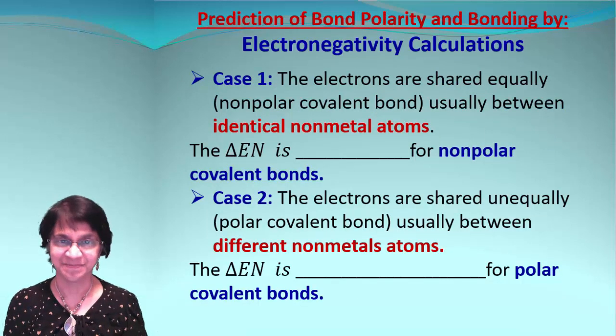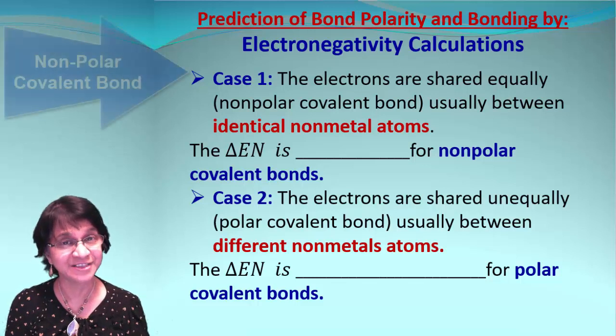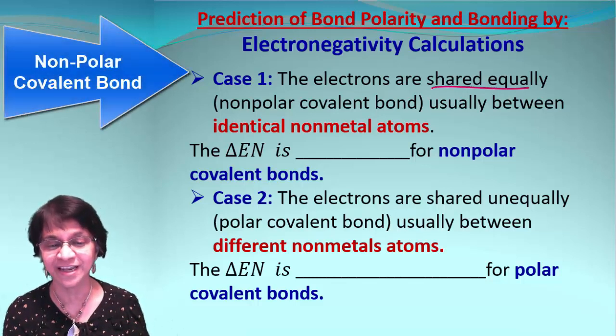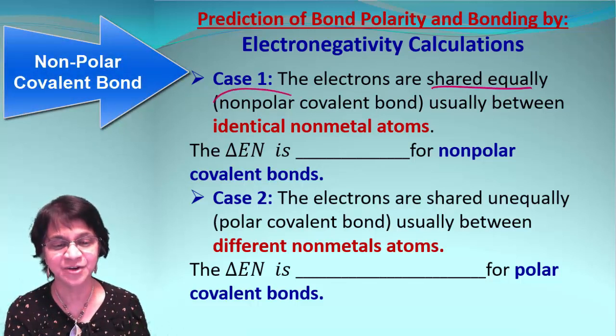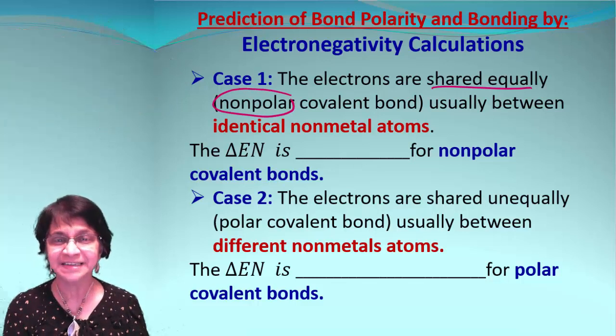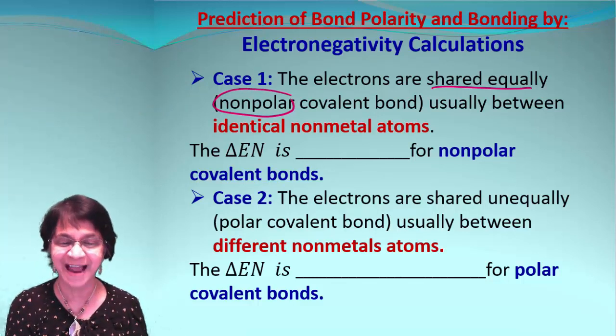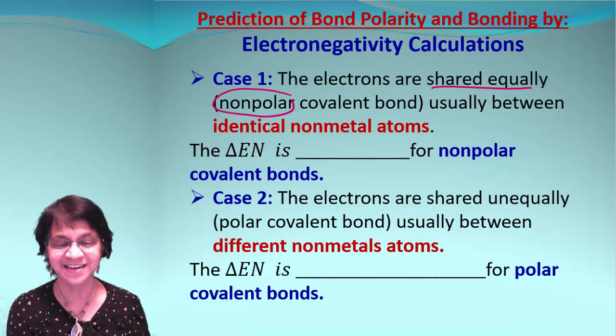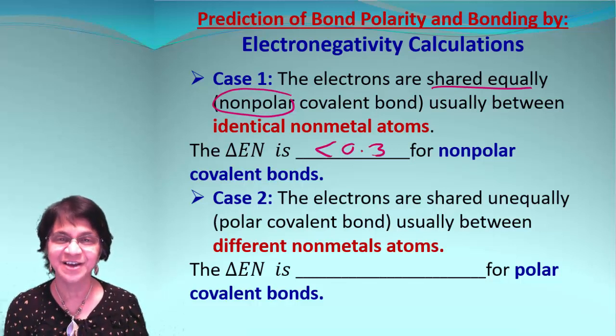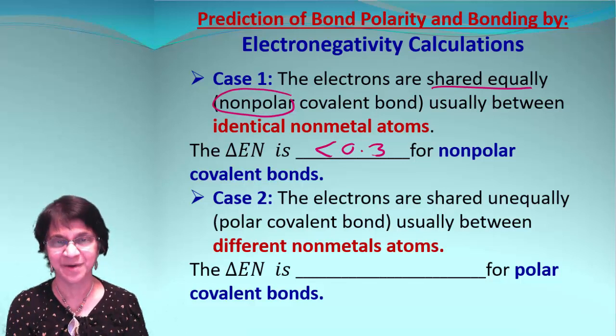So here is case 1. The electrons, of course, as you know, are shared equally, and that's why we call that a non-polar covalent bond. There is no competition between both the atoms. And delta EN is always less than 0.3 for all the non-polar covalent compounds.